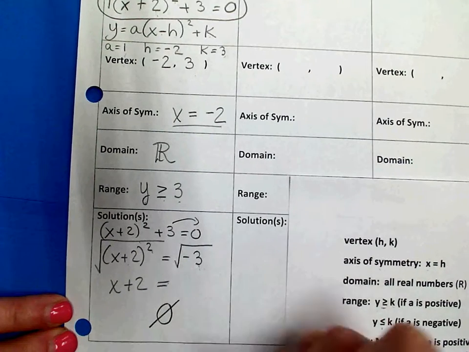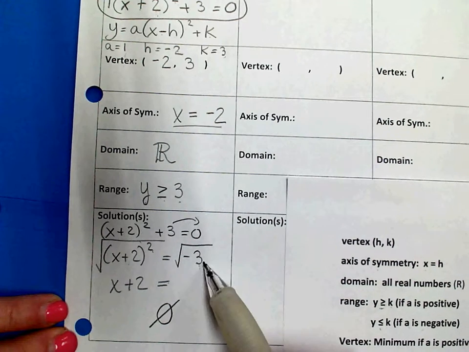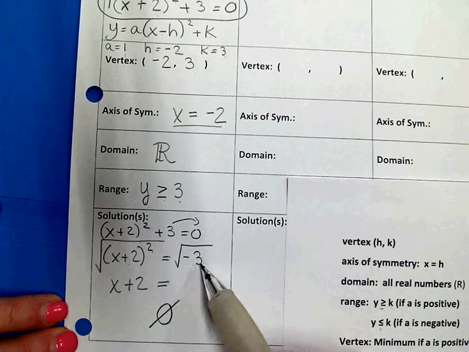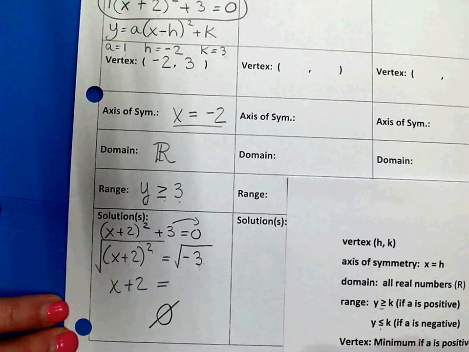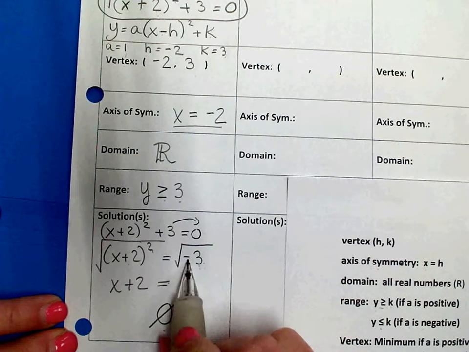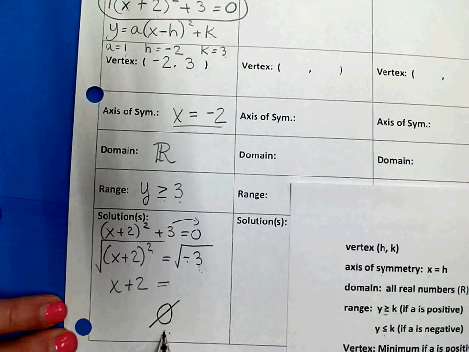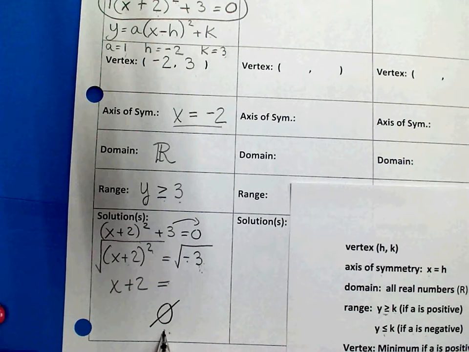And again, in Algebra 2, this is where you get into the imaginary number system and you would continue. But in Algebra 1, we don't deal with imaginary numbers yet. So the reason this is no solution is I cannot take the square root of a negative number. Therefore, I am done, and this is it, my answer. It's not a solution because there are no solutions.